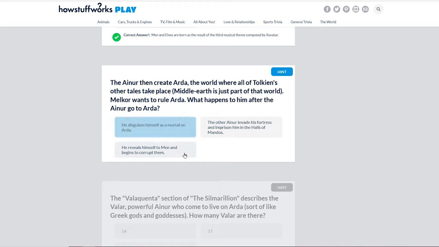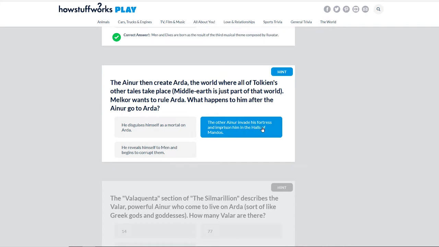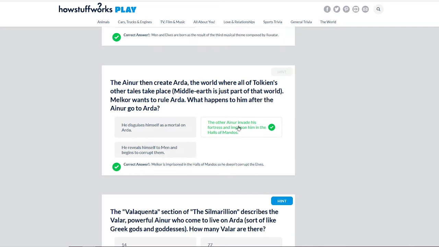No, I don't think it's the first one, and this happens, but I don't know if that could count. No, it has to be the middle one, the second one. Melkor is imprisoned in the halls of Mandos so he doesn't corrupt the elves.